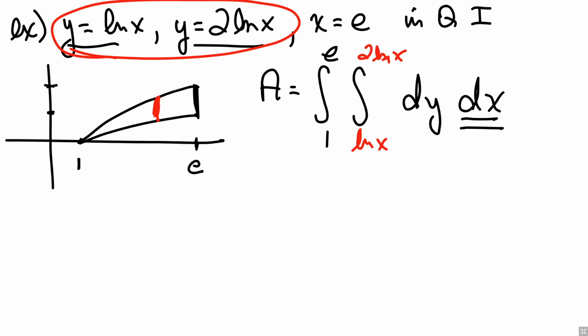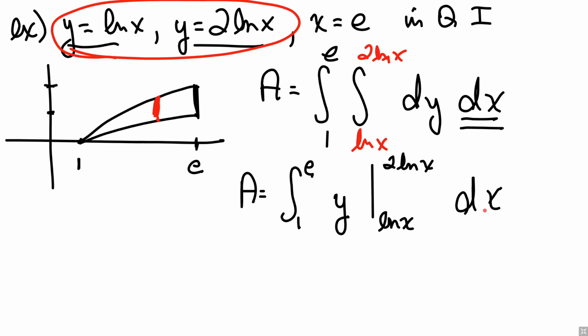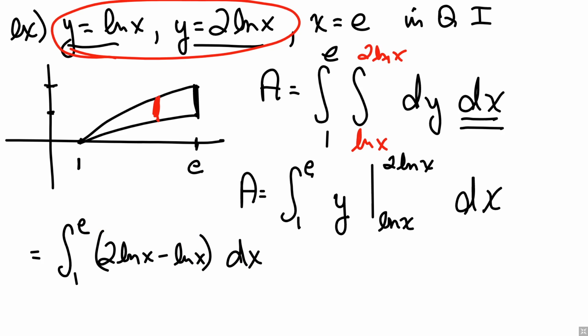Okay, so if we integrate, we're going to have that A is equal to the integral from 1 to e. We're going to have y, and then we're going to evaluate that from natural log of x to 2 times the natural log of x, dx. So really, what we have is the integral from 1 to e. We're going to do the top minus the bottom dx, or we're looking at the integral from 1 to e of the natural log of x dx.